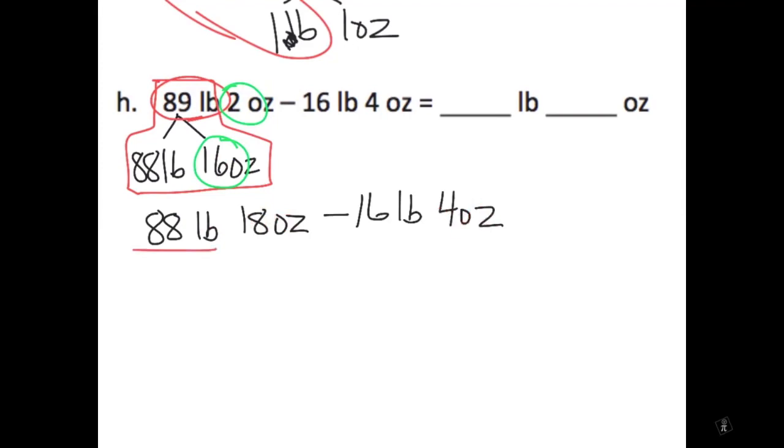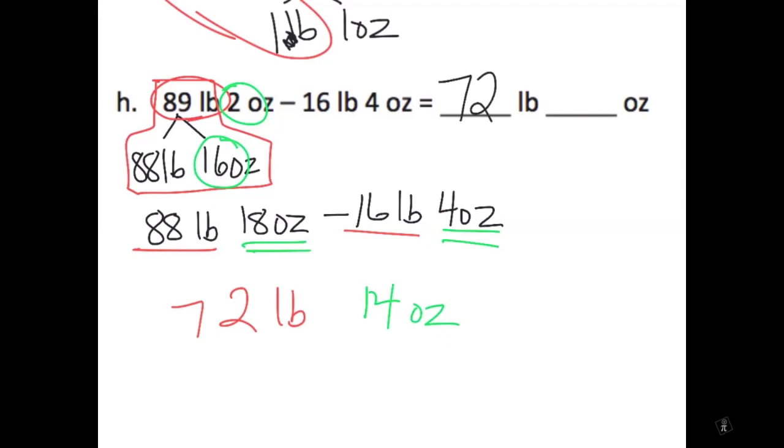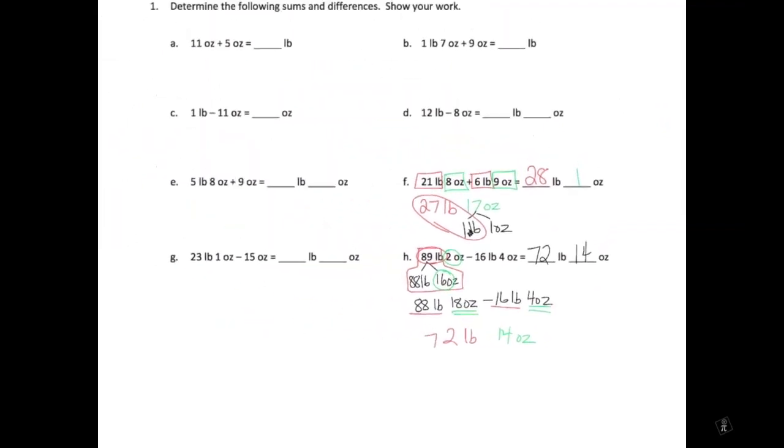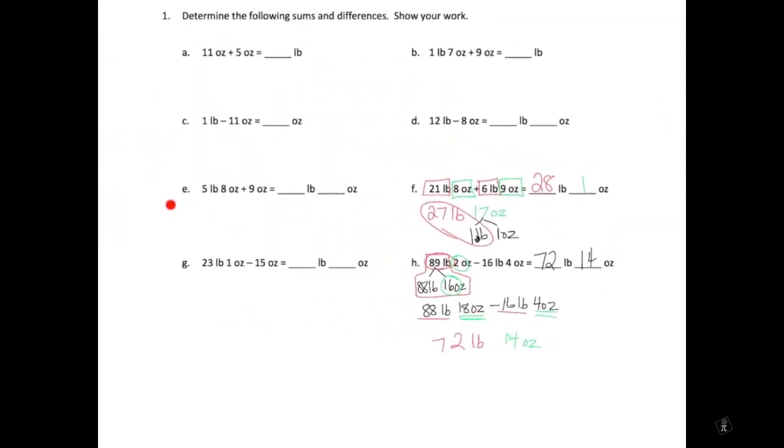All right, so let's take a look. 88 pounds minus 16 pounds. Well, that gives us, oh, gee whiz, 72 pounds. Now 18 ounces, take away 4 ounces. That gives us 14 ounces. So there's our answer, 72 pounds, 14 ounces. And I think that's all we need to do on this. The rest of them are all pretty much the same idea, making sure you add the like units, so pounds to pounds, ounces to ounces, etc.